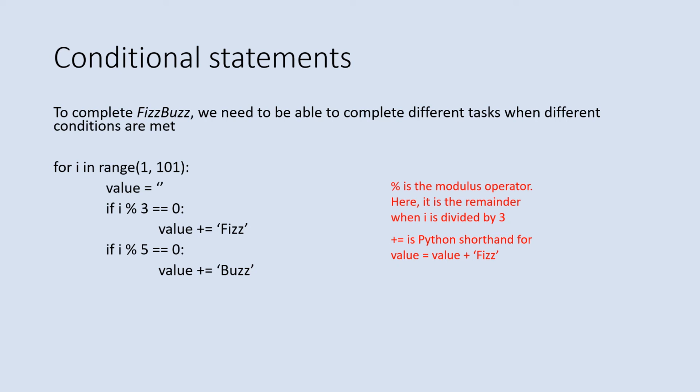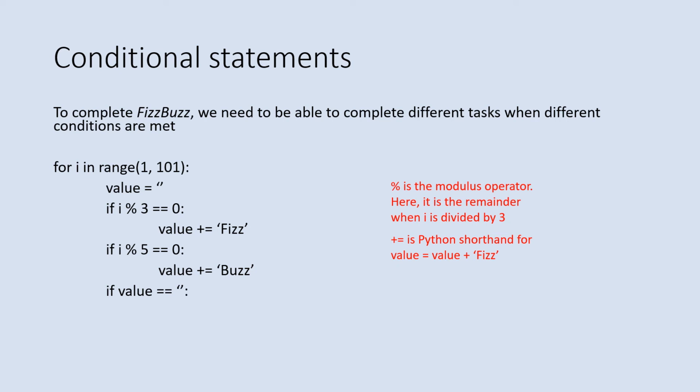But what if we had a number like 15? With a number like 15, it would check first to see if i is divisible by 3, which 15 is, and so it updates value to be fizz. And then it goes on to check to see, is 15 divisible by 5, and it is. So it updates that with buzz. And so for i equals 15, we have value being FizzBuzz as we want it to be.